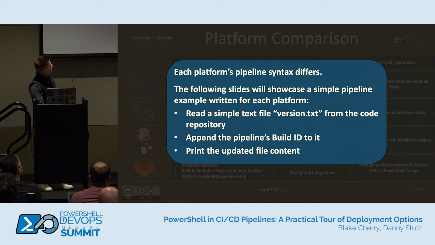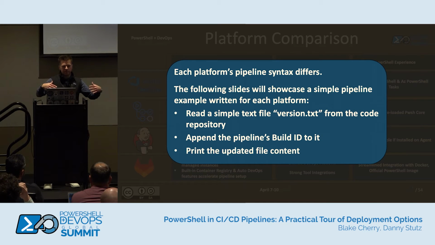So again, each pipeline's syntax does differ. So in the next few slides, I'll have a few examples of what the same task looks like on all of these different platforms and all these different pipelines. So I just picked a very simple example use case here. What we'll be doing is reading a version.txt text file from our code repository, so where our application code lives. We'll append the pipeline's build ID, so an ID generated at every run of the pipeline. And then we'll print that updated file to the pipeline output.